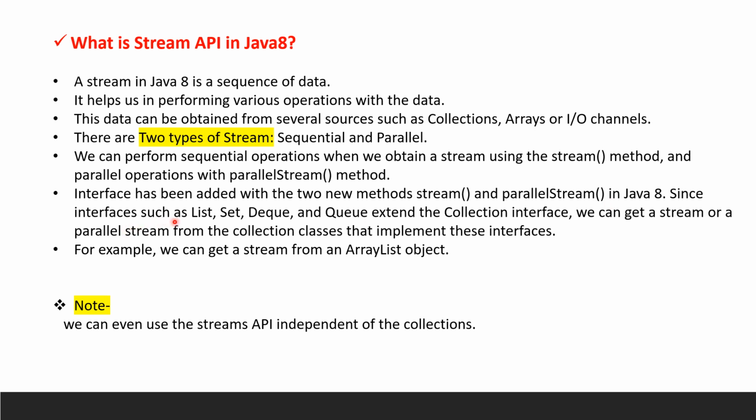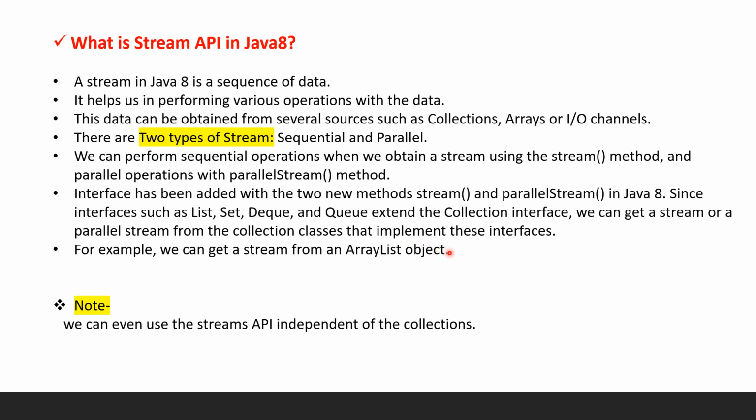And since interfaces like list, set, deque, and queue extend the collection interface, we can get a stream or a parallel stream from the collection classes. So either we can get a direct sequential stream or a parallel stream from the collection classes that implement these interfaces. For example, we can get a stream from an ArrayList object.